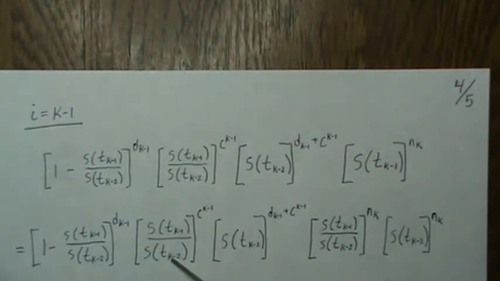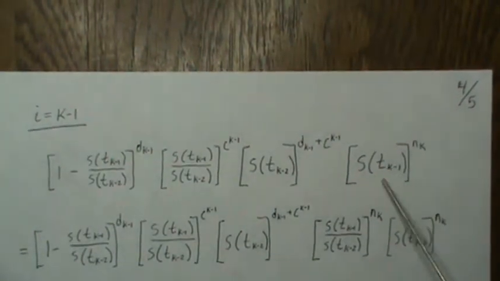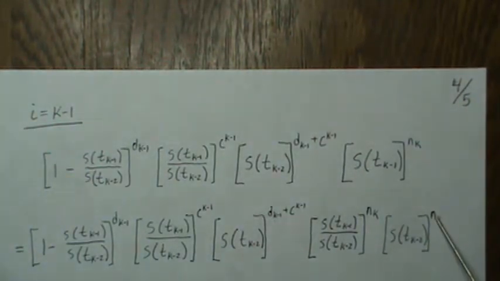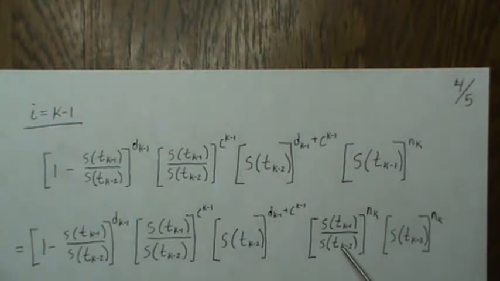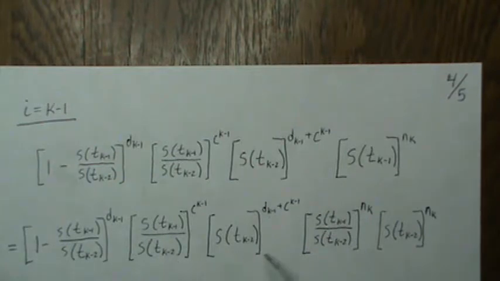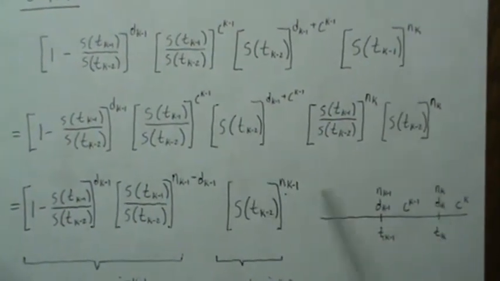And then what we do is we divide this one by s of t_{k-2}, and since there's n_k of them, we have to multiply it, s of t_{k-2} to the n_k. Now this is n_k, and so this can be combined to be n_k plus c_{k-1}, and then these terms can be combined to be n_k plus d_{k-1} plus c_{k-1}. So these two terms combine to this, and that combines to this.